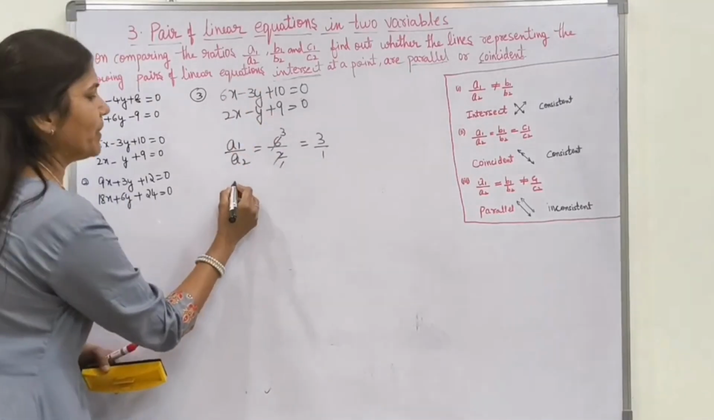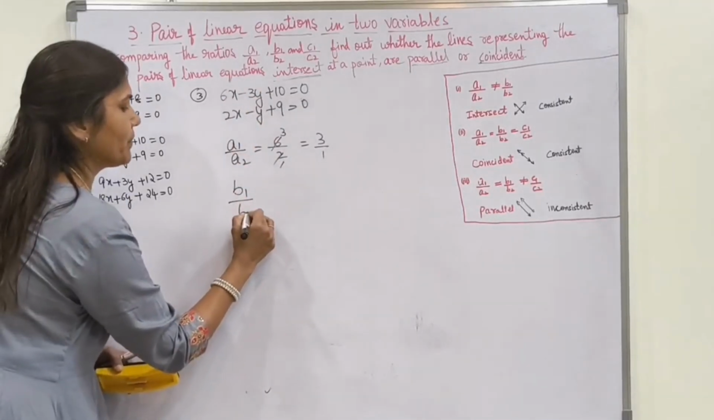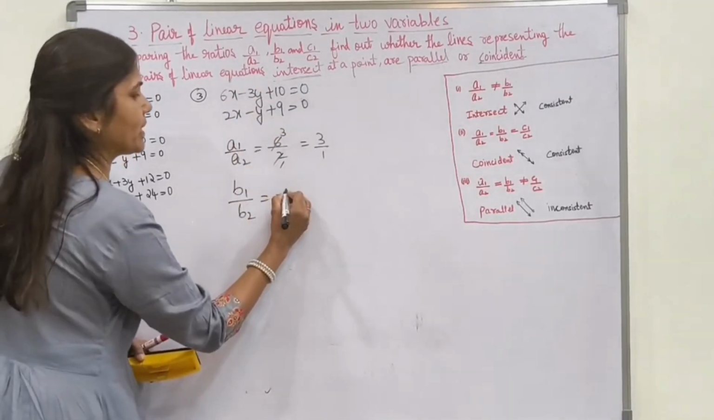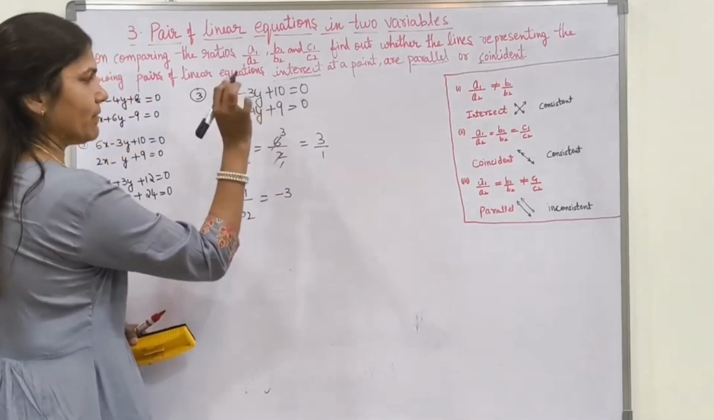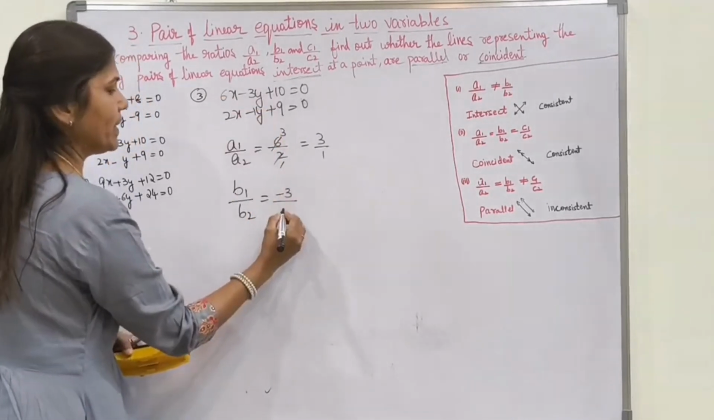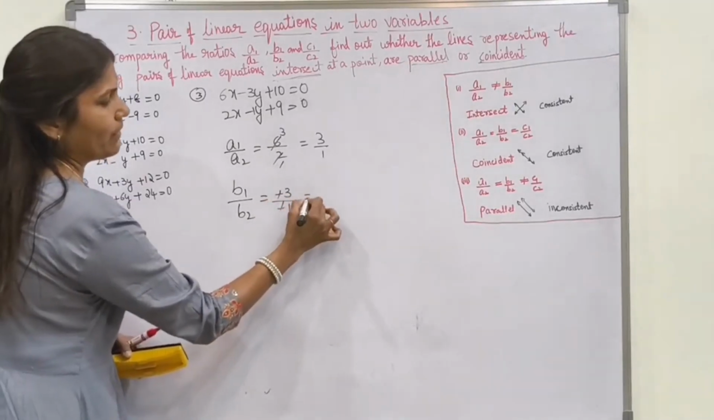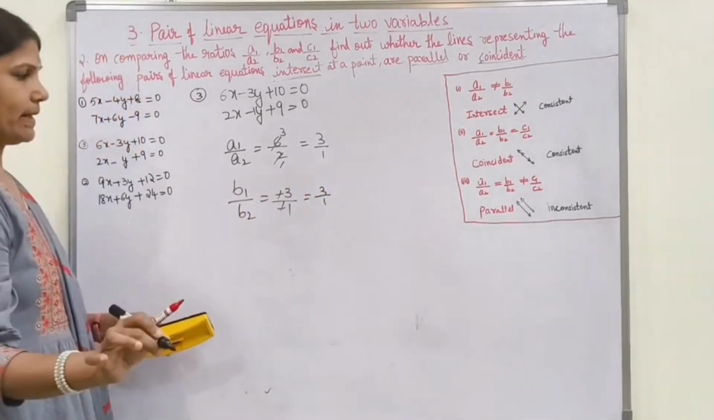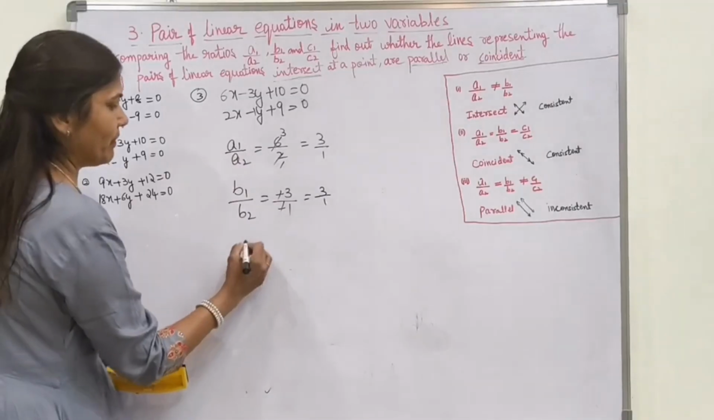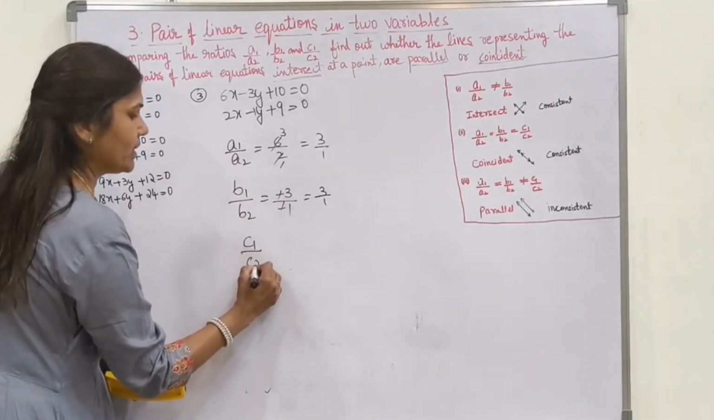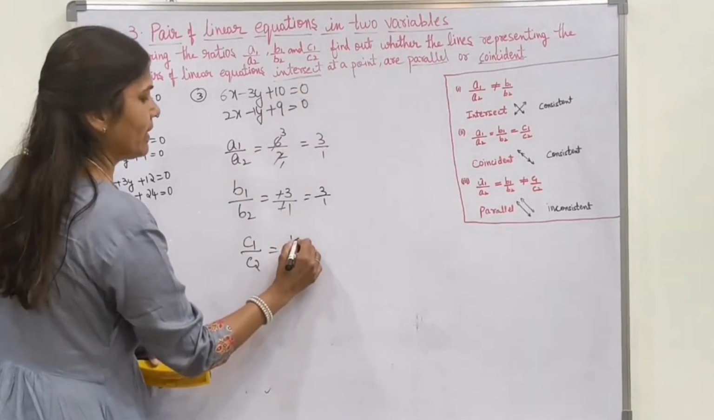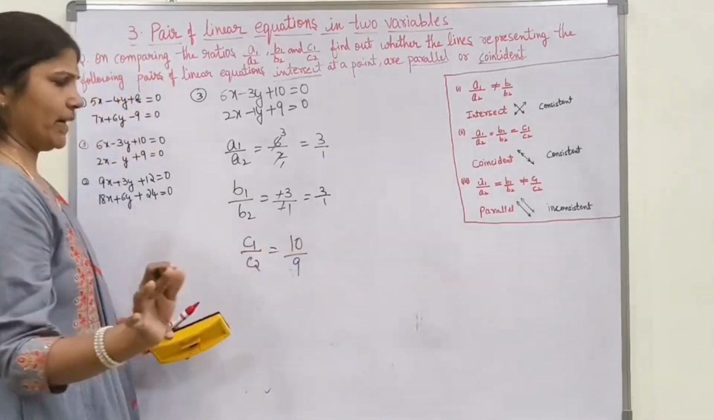Next we will take B1 by B2. B1 means minus 3. Here, if any number is not there, it means 1. So minus 3 by minus 1. Next, minus minus cancel. What will you get? It becomes a plus. It is 3 by 1. B1 by B2 is over. Next C1 by C2. C1 means 10 by 9. 10 by 9 we can't cancel.